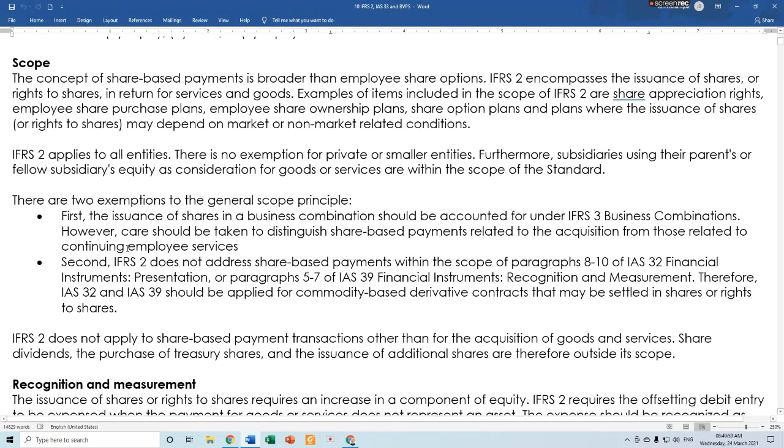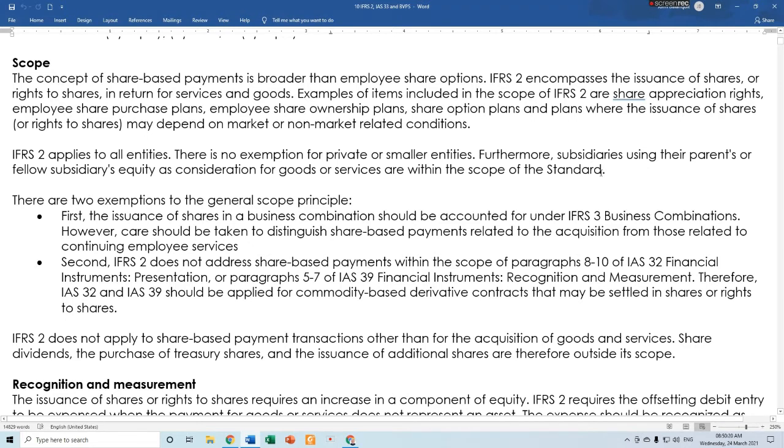Okay? Yan. So, IFRS 2 applies to all entities. There is no exemption for private or smaller entities. So, kahit sino, basta meron silang ganyang klaseng transactions. Okay? Furthermore, subsidiaries using their parents or fellow subsidiaries' equity as consideration for goods or services are within the scope of the standard. Okay? So, possible kasi na ganun.